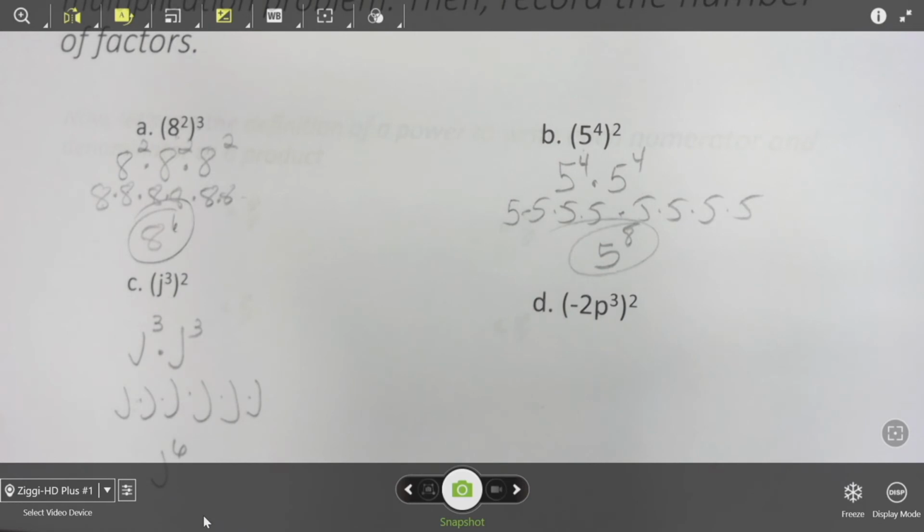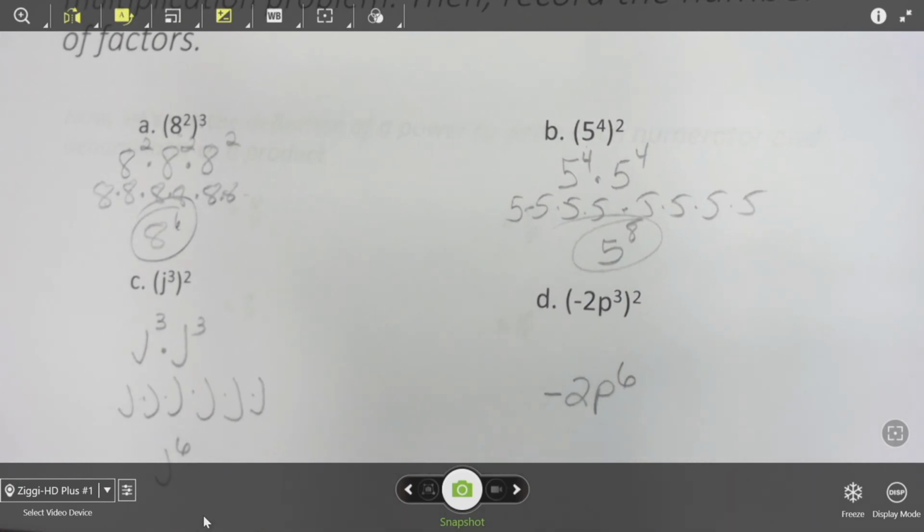Okay. So we should have ended up with 2p to the 6th power. Very good.